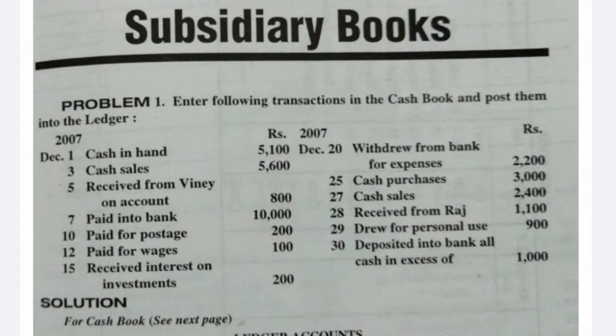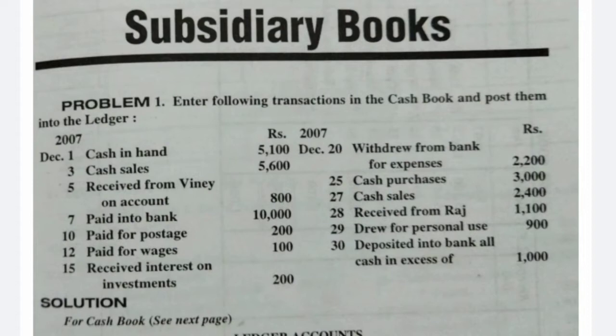Let us start with problem number 1, that is enter the following transactions in the cash book and post them into the ledgers. Okay, here in this question we need to prepare the cash book as well as the ledger accounts for each and every account. Okay, so they have given the transactions, that is in the year 2007 for the month of December. On first, cash in hand, that is 5100. Okay, we are having the cash balance in hand, that is 5100.